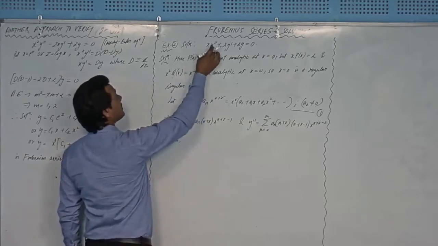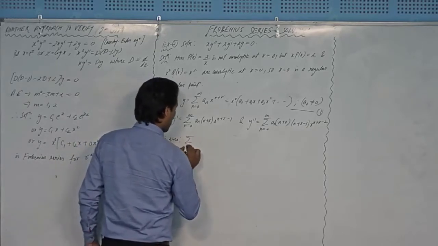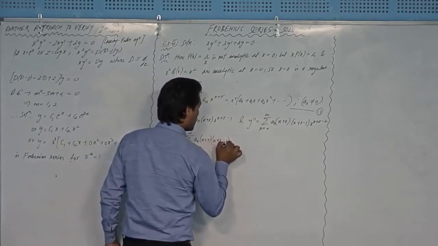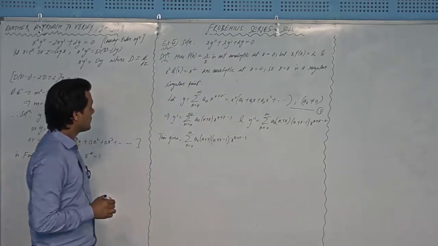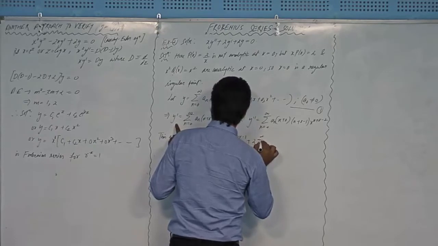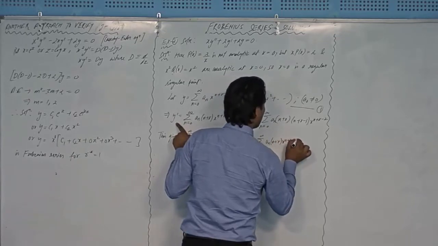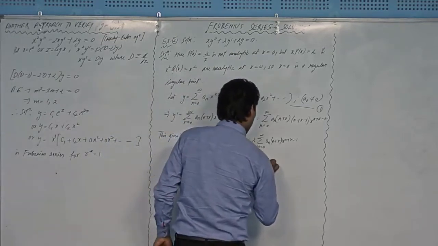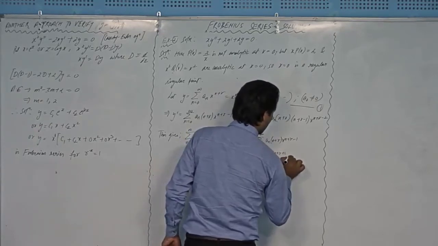this gives x multiplied with y double dash, so you should multiply this with x, that will give you summation n equal to 0 to infinity a_n (n plus r)(n plus r minus 1) x to the power n plus r minus 1, right? And 2 times y dash, summation n equal to 0 to infinity a_n (n plus r) x to the power n plus r minus 1, and then x times y, so you have to multiply this by x, so summation n equal to 0 to infinity a_n x to the power n plus r plus 1 equal to 0, right?